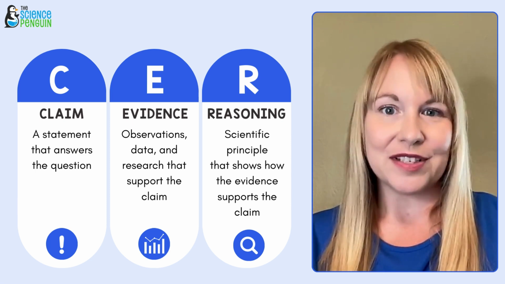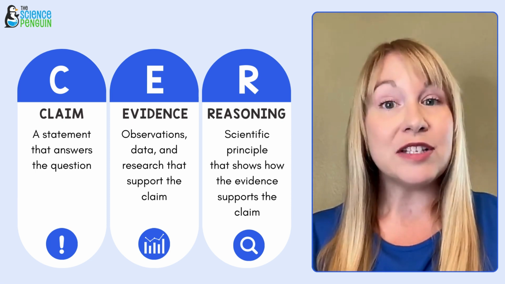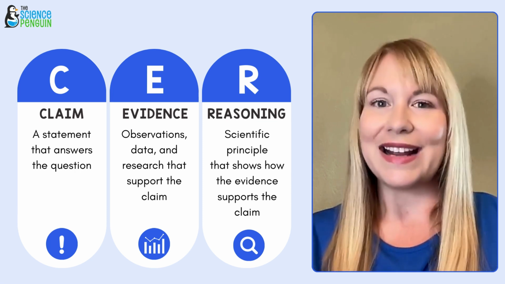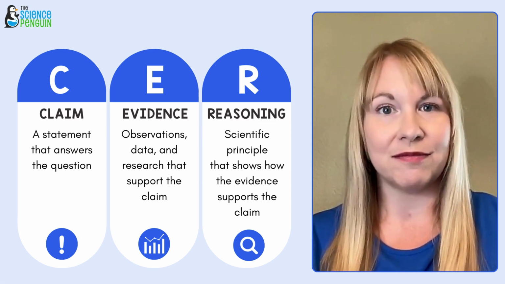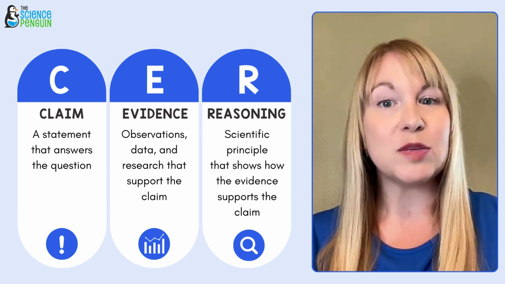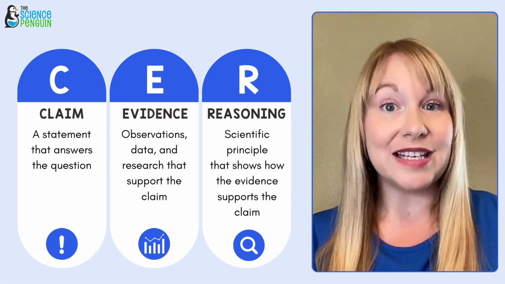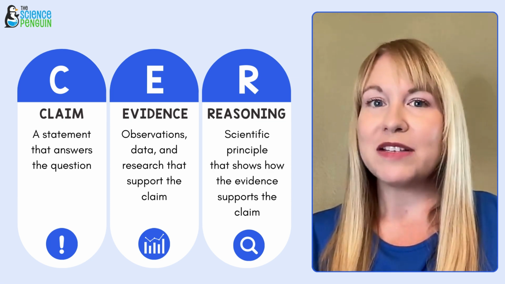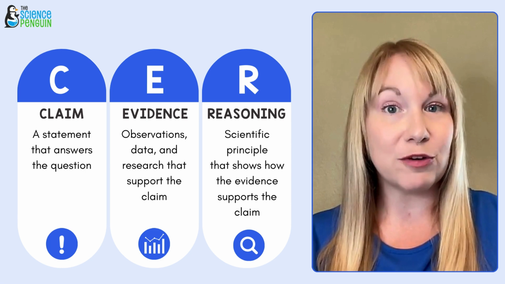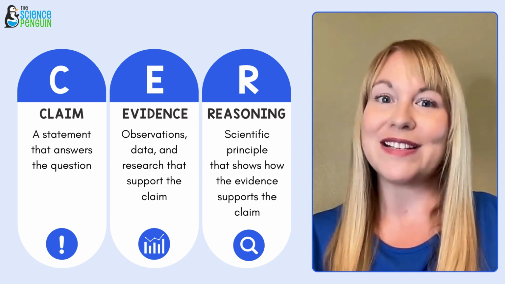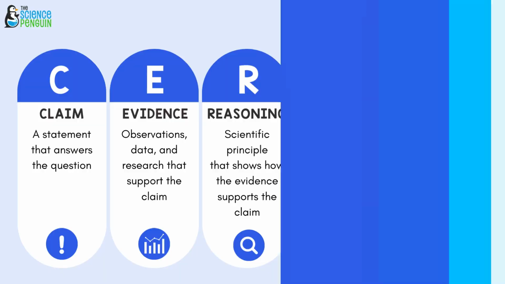Reasoning is the final step. During reasoning, students are giving the why or the how to connect the evidence to their claim and to give a scientific explanation. They're justifying how the evidence proves the claim and they're tying it all together. When these 3 CER steps are complete, you have a piece of writing that exercises scientific critical thinking and writing skills at the same time to give a well thought out scientific explanation.